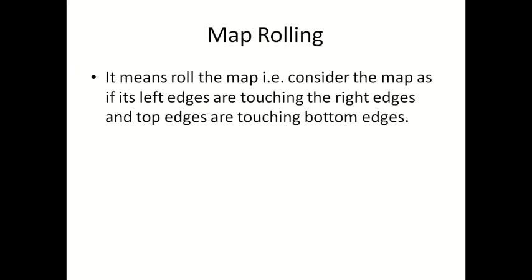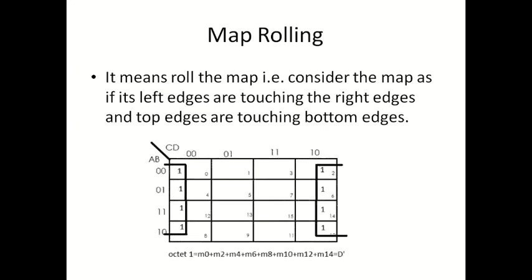It means roll the map. That is, consider the map as if its left edges are touching the right edges and top edges are touching the bottom edges. I'm giving you one example. See, in this case, we can see that we have mapped 8 ones like this in the K map.